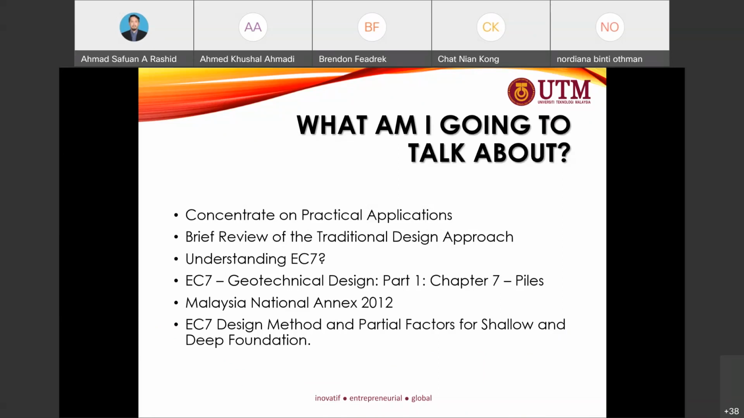EC7 design method and partial factor for shallow and deep foundations. Later on, I will discuss the partial factor for shallow and deep foundations. By next week, I will give an example for the calculation for shallow foundations. And for the following weeks, there will be a discussion on deep foundations, and we include several examples on how to use EC7 for deep foundations.